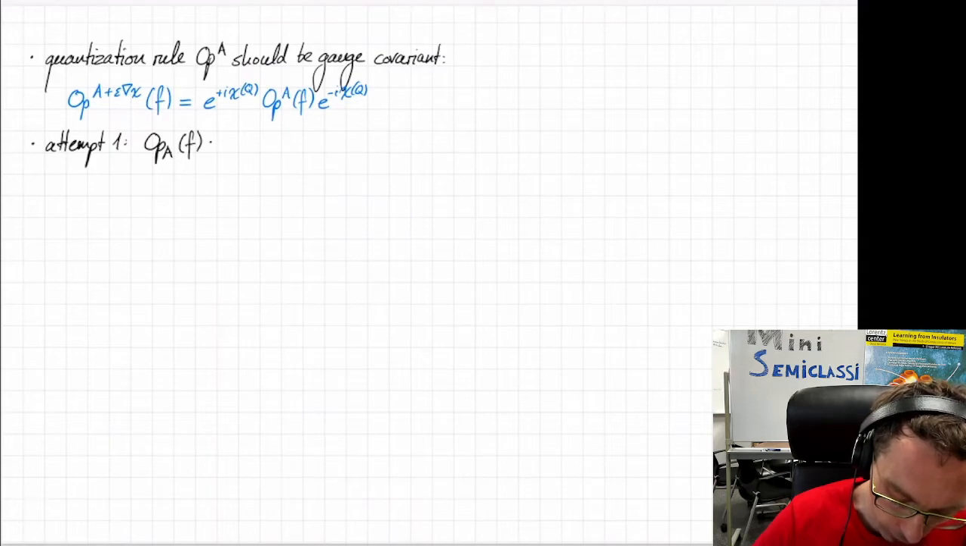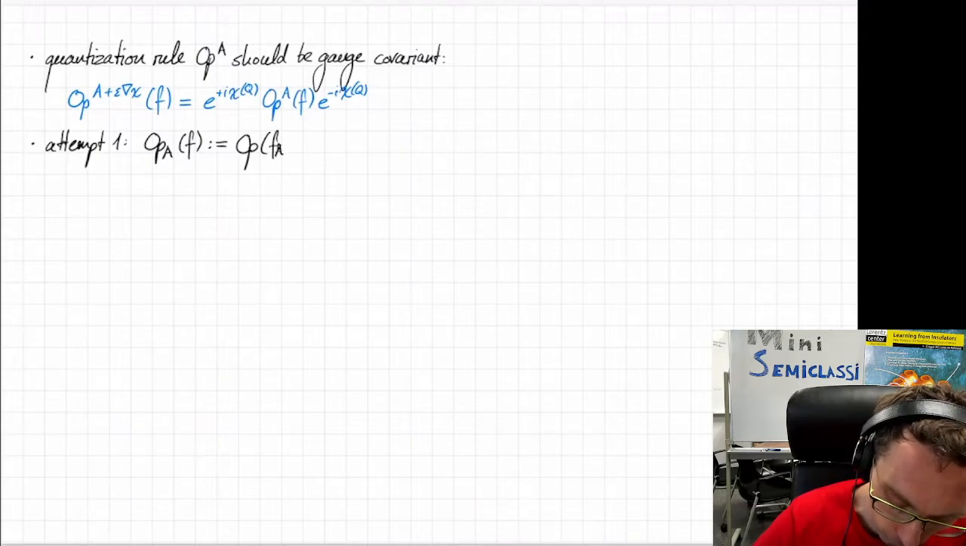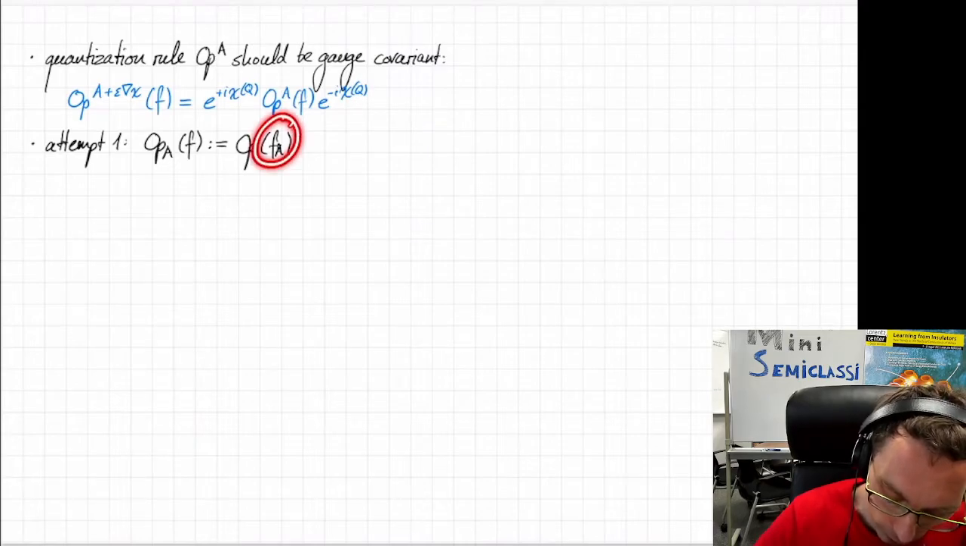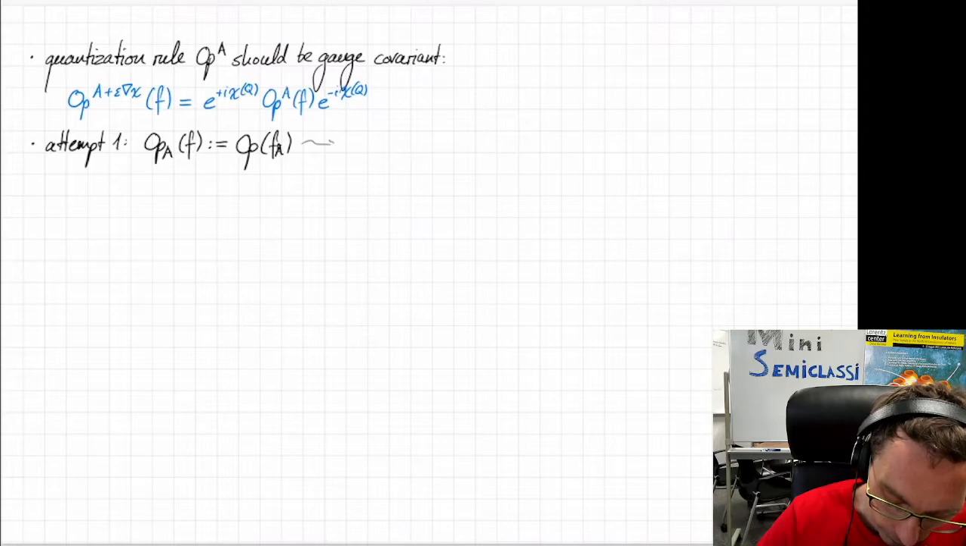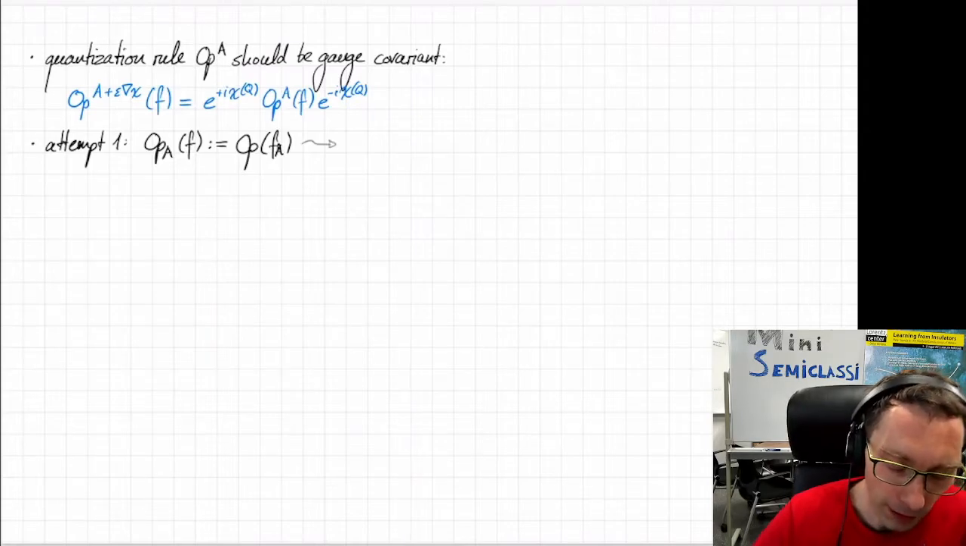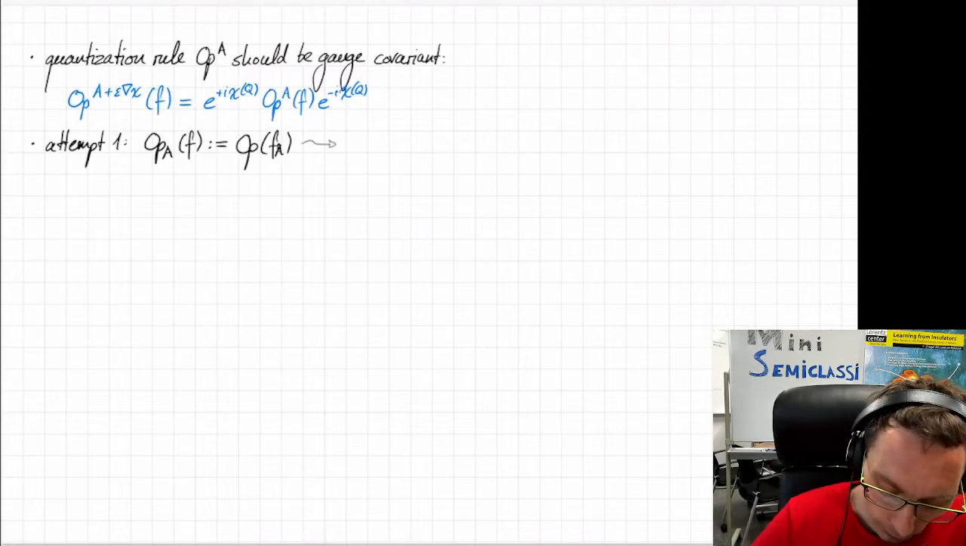What I'm doing here is I'm just combining Weyl quantization as I've introduced it before, but I'm applying it to the minimally substituted function f_A. And here it turns out that, and that's why people, I guess, didn't realize it.